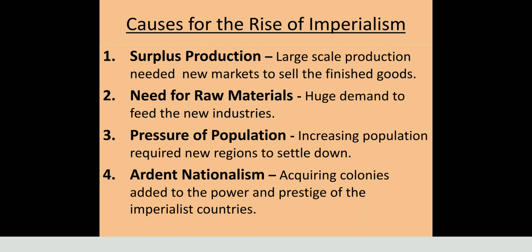Causes for the rise of imperialism. These are some listed causes which led to the rise of imperialism. First is surplus production. With the coming of the factories, the installing of the machines, now a large number of products were produced. So this large scale production of goods had to be sold somewhere. For instance, if we say that the population of one region is 100 people, while production of some commodity is 500, so at maximum 100 or 150 or maximum 200 products could be sold in that area.